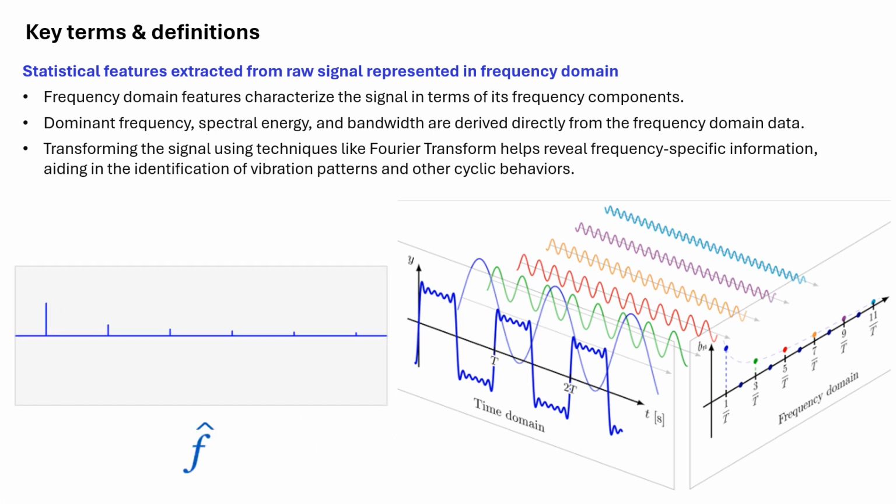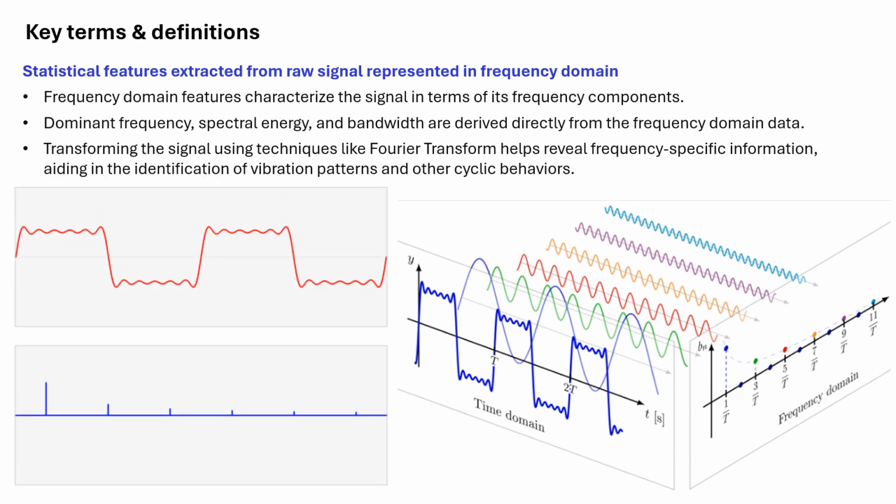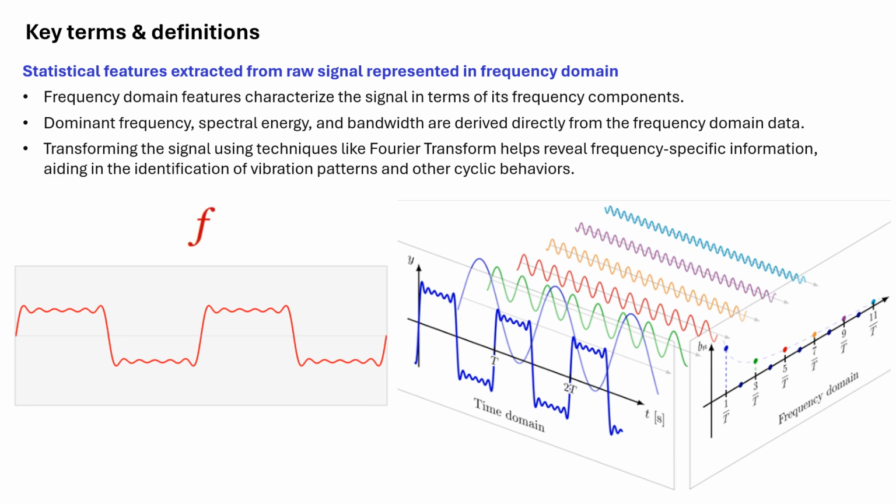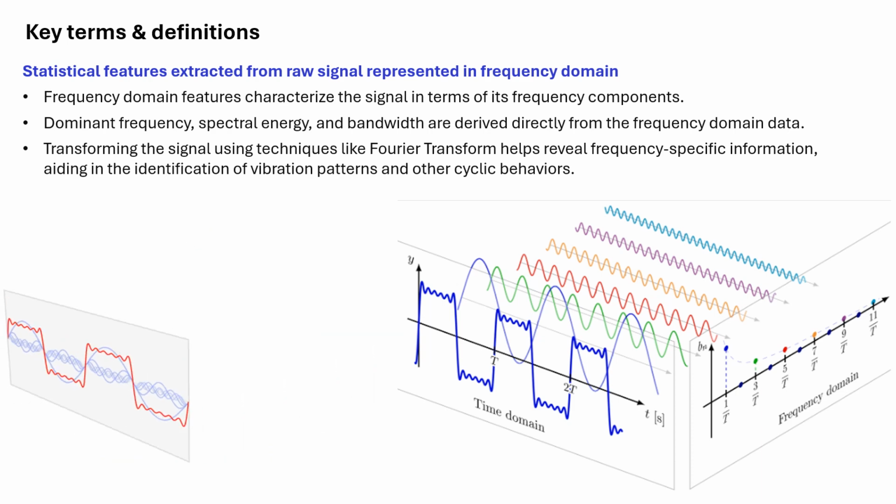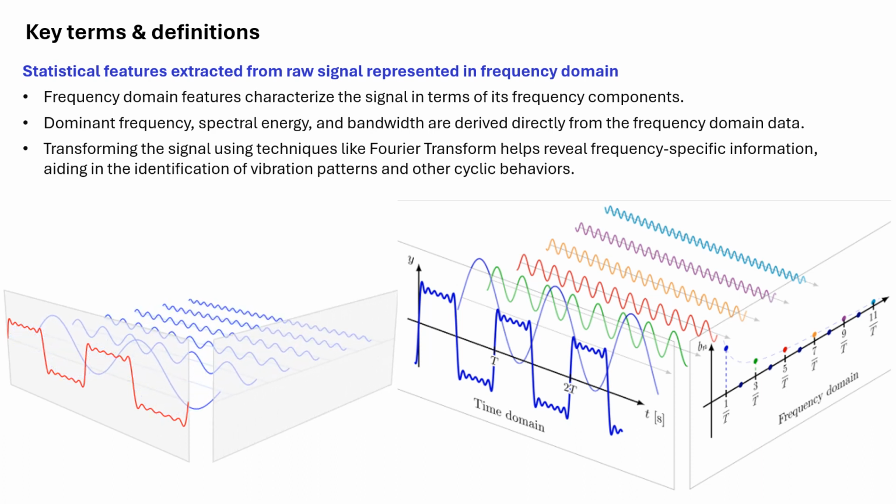Imagine the signal as a combination of different frequencies, and the dominant frequency is the one that stands out the most, playing a significant role in shaping the overall behavior of the signal. Next, we have spectral energy, a metric that quantifies the distribution of energy across different frequency components. Spectral energy provides insights into how the signal's power is distributed among various frequencies. This information is valuable for understanding the overall intensity and characteristics of the signal.